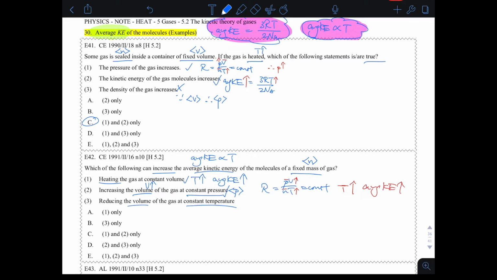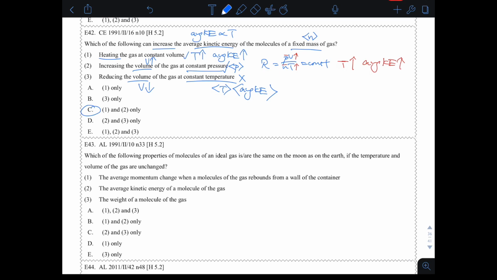So this is a correct statement. Reducing the volume at constant temperature, you need not think of it anymore because it mentions constant temperature. Then the average KE must also be constant. Then this is a wrong statement. Then the answer must be C.